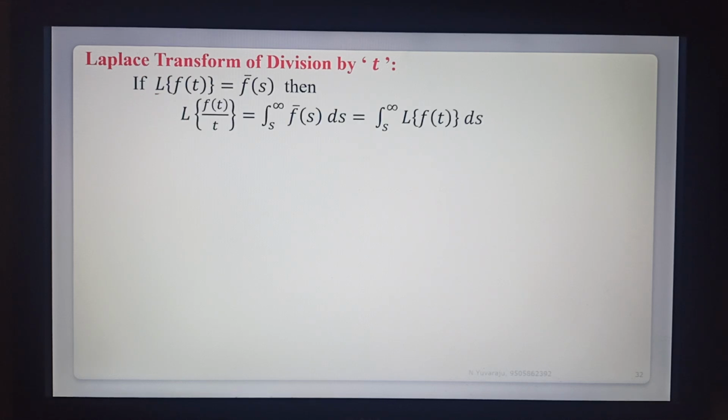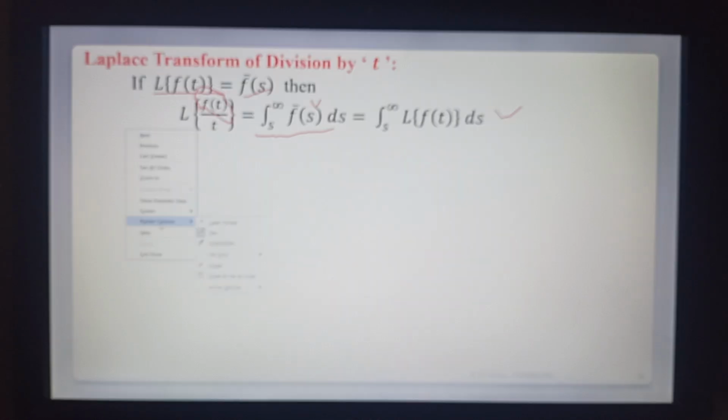We know that L of f of t is equal to F of s. Then the Laplace transformation of f of t by t is equal to the integration from s to infinity of F of s ds. This is the formula only. Here F of s means the Laplace transformation of the given function f of t. So we find that Laplace transform, and next we find the integration from s to infinity. This is the Laplace transformation of division by t.